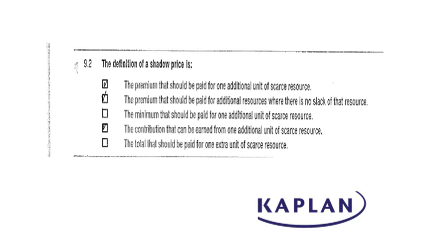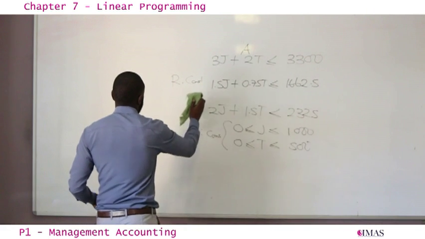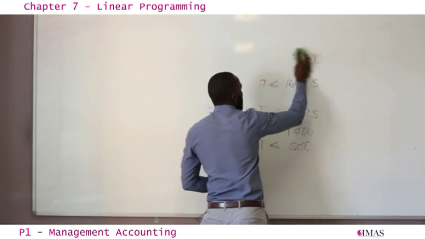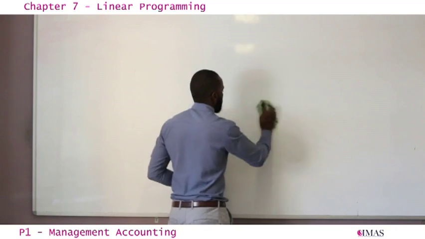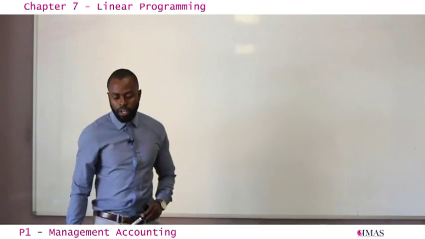We're going to now look at another question, question 9.2 in our BPP. The question says the definition of a shadow price is, and select all that apply. So we're just going to recap on what shadow price is.